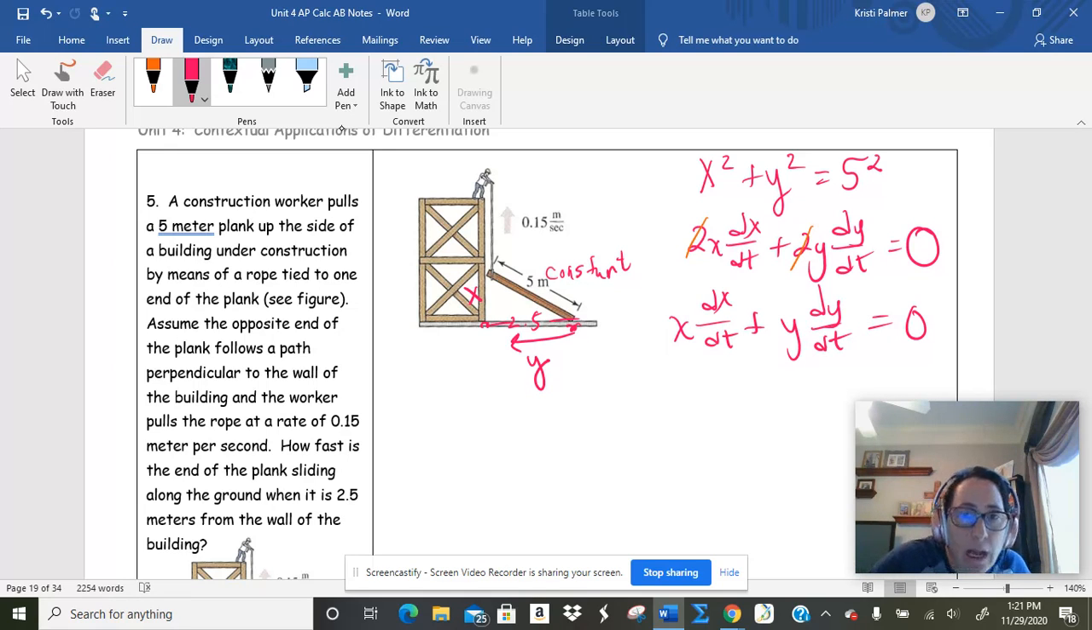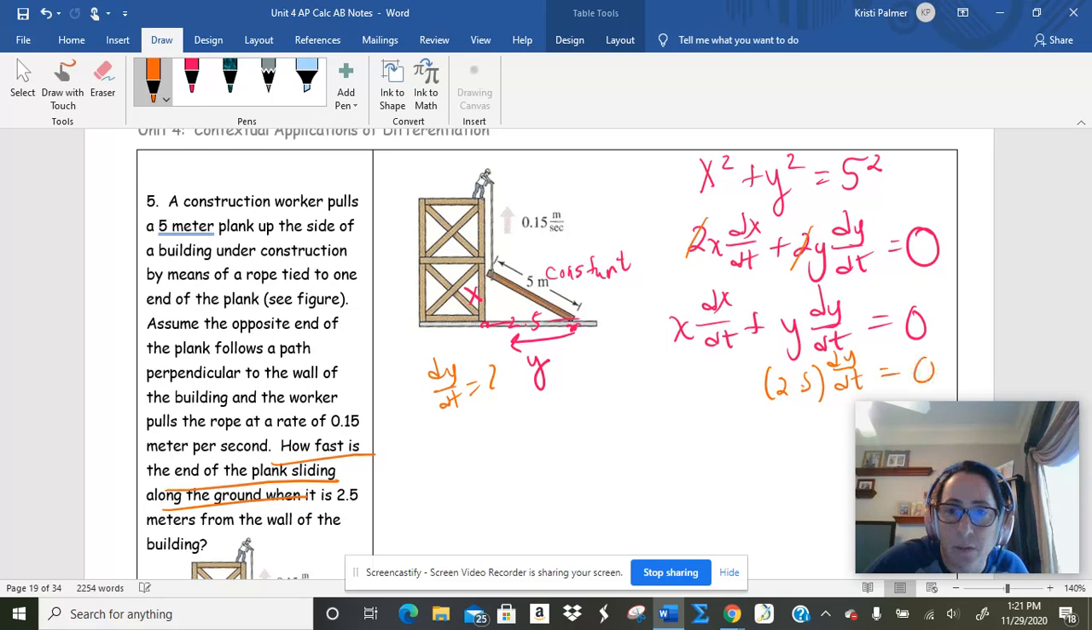Okay, so I know I want to plug in when y is 2.5. I do not know my dy dt. That's actually what I'm trying to find. How fast is the end of the plank sliding along the ground? So that's what I'm solving for. My dx dt they gave me right here is a positive. We can see that's going to be a positive, but I know when I solve for this, that's going to be a negative. It's getting shorter. But this is 0.15, and uh-oh, we don't know x.